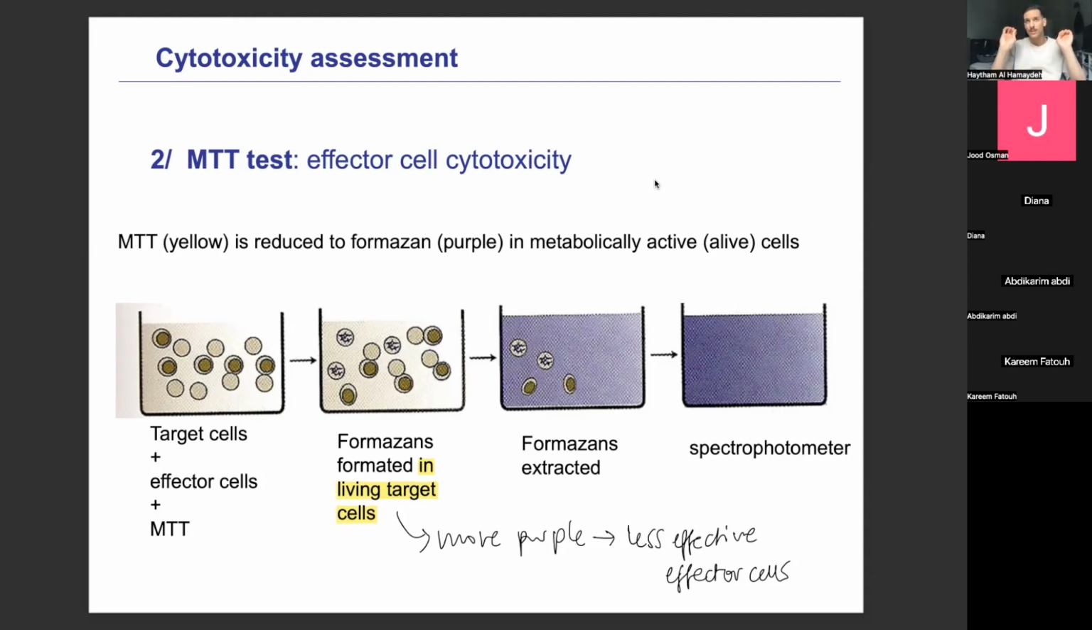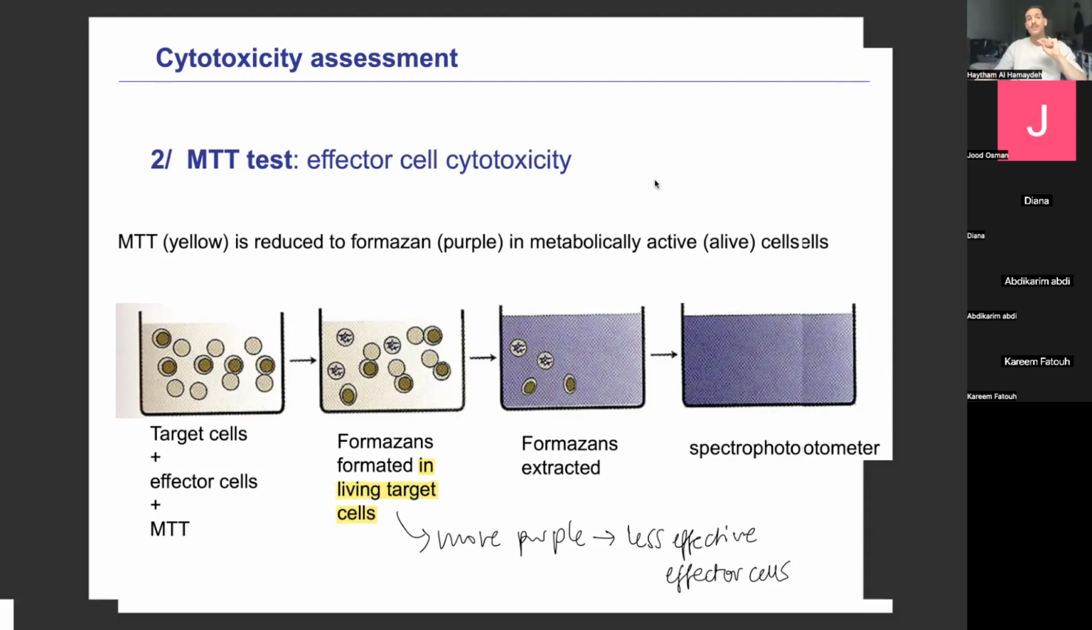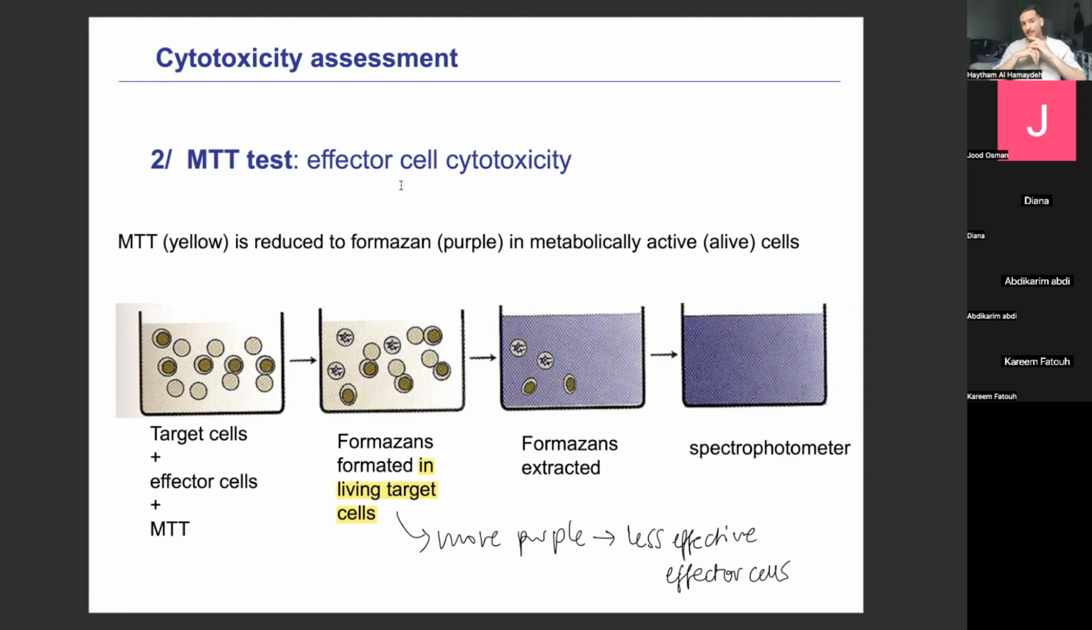So when we see yellow, or we see MTT is still present, this tells us that cytotoxicity is active. If we see a purple solution, this tells us that cytotoxicity is not active. Did you get this? Yes.